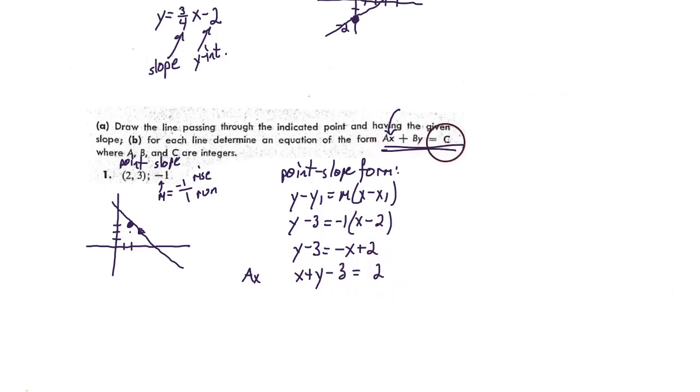This is what we have right now. This is what we're trying to create. What's not in the right spot? It's the constant term, the 3. So let's add 3 to both sides. We get x plus y equals 5. Now we have standard form. The value of capital A is a 1. The value of capital B is a 1. The value of C is the 5.